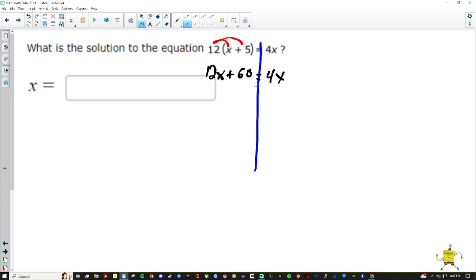Okay, I need all of my x's on the same side. If I move 4x over, there's going to be nothing left here. I don't want to leave a side empty, so instead I'm going to subtract 12x from this side. This is gone. 60 equals 4 minus 12, which is negative 8x. Then I'm going to divide both sides by negative 8.